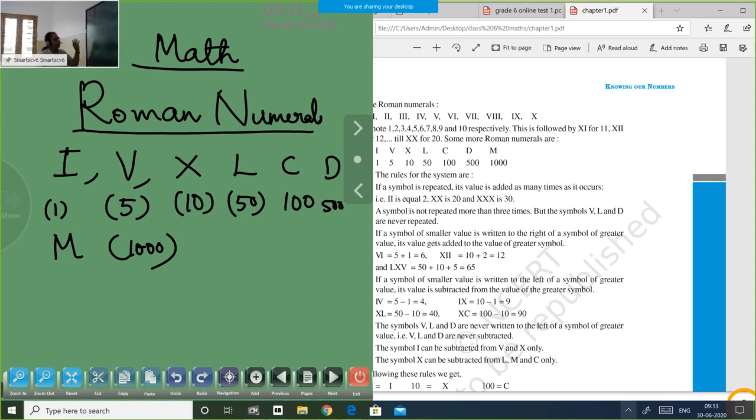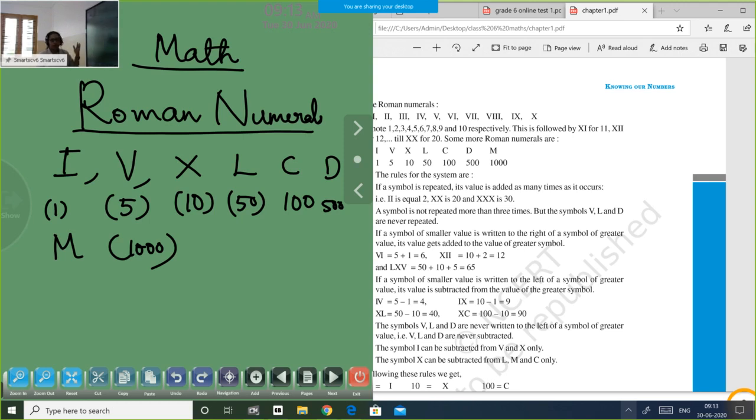Children, write it down in the notebook: Roman numerals. After that, write the most commonly used Roman numbers. I, in bracket write 1, or just put a dash and write 1. V 5, X 10, L 50, C 100, D 500, and M is the highest Roman number they use, that is 1000. Nowadays also we are using these Roman numbers, right?